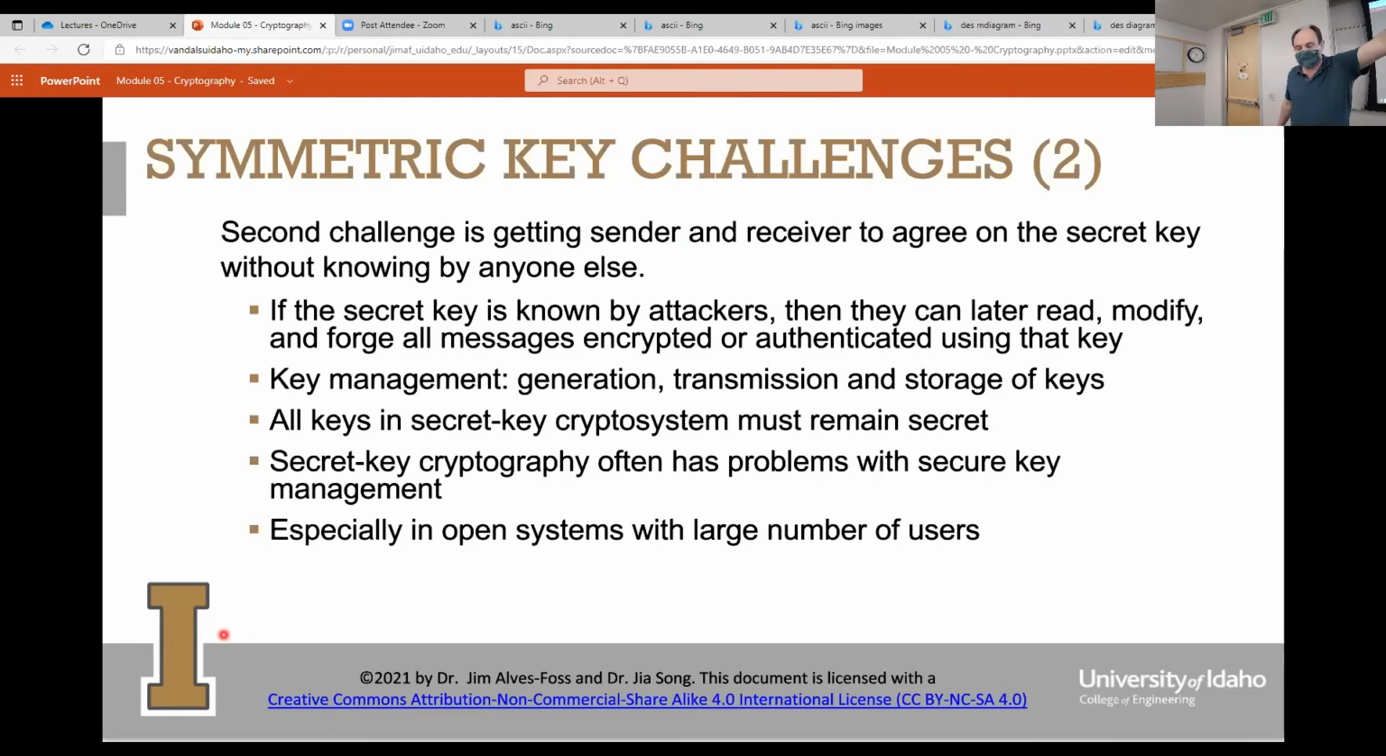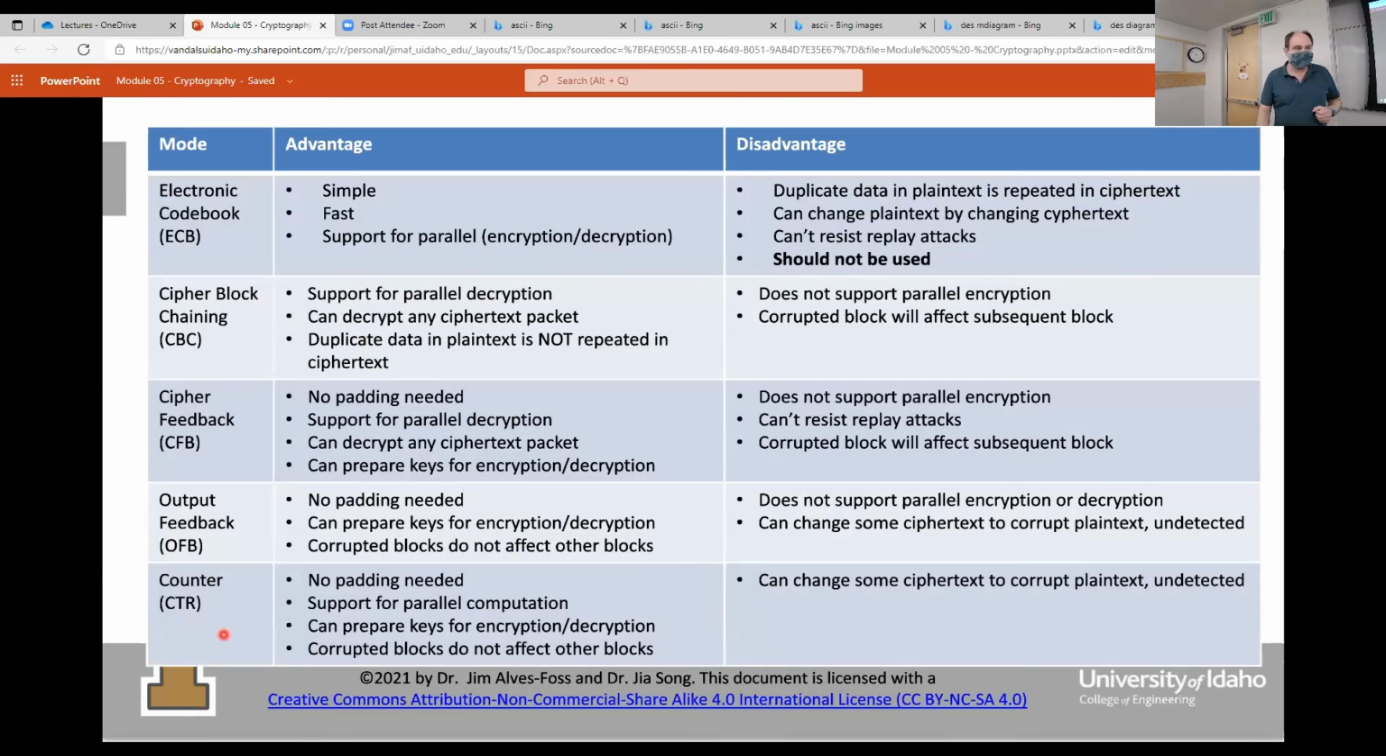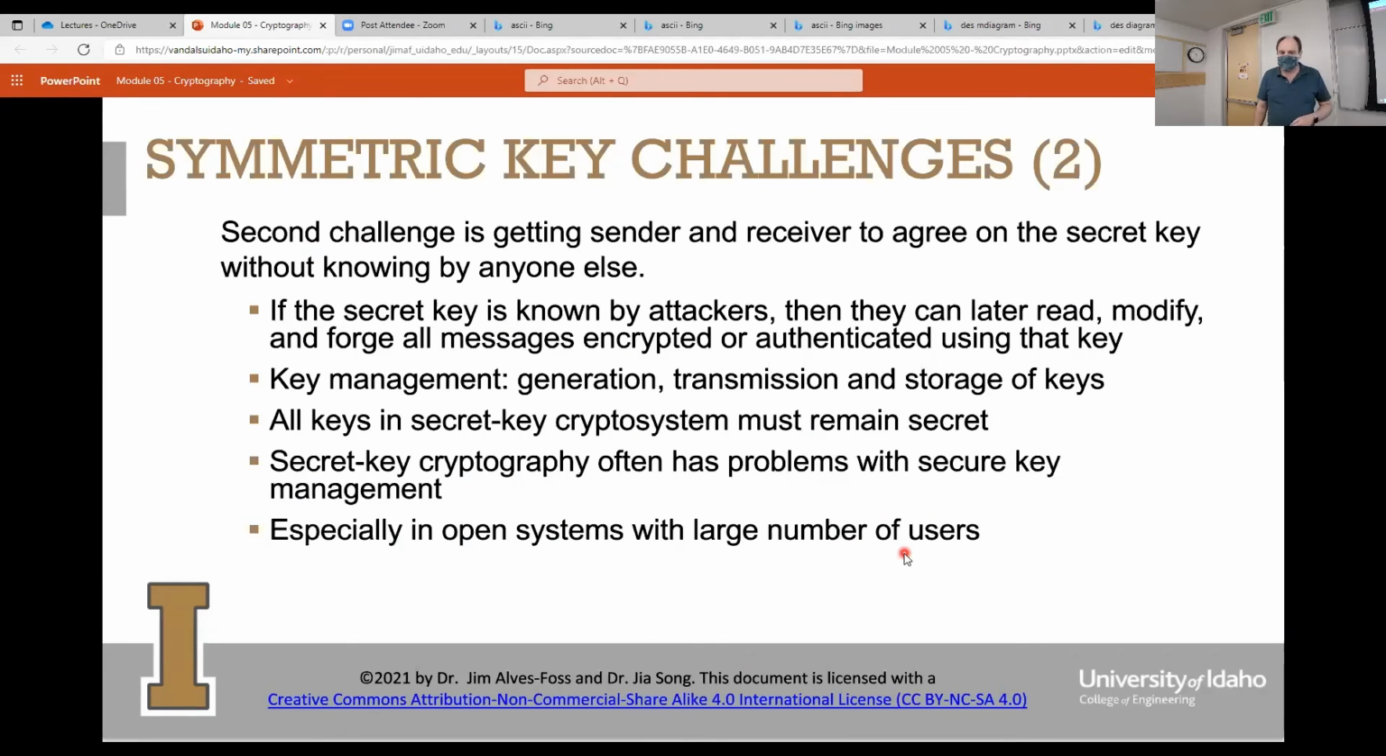Okay, yes. Can you go back to that again? Which one? This one? Which one has the typo next? So output feedback mode does support parallel encryption, and I will fix these and post them. Yeah, so, because that's not in the book. A lot of this is not in the book.